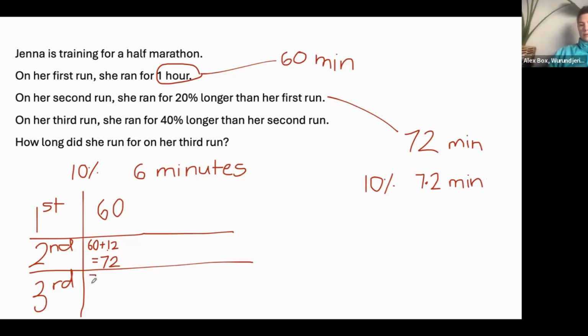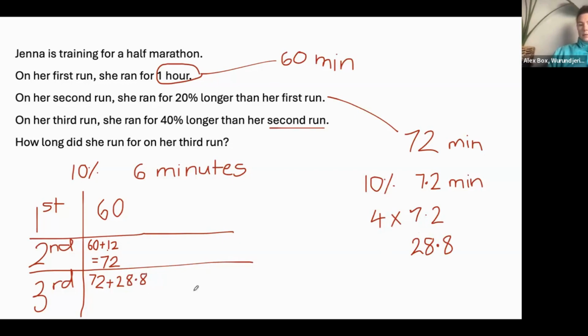So this is going to be 72 plus, because 72 is the second run. That's how long it was. And then we need a plus 40%. So 4 times the 10%. So what's 4 times 7.2 minutes? Well, we know that 4 times 7 is 28, and 4 times 0.2 is 0.8. So it's going to be 72 plus 28.8.